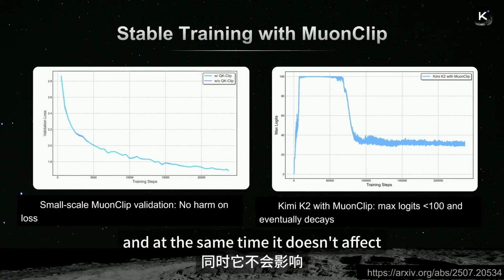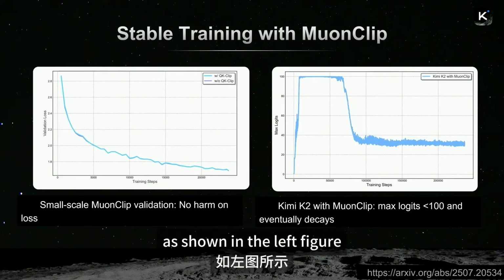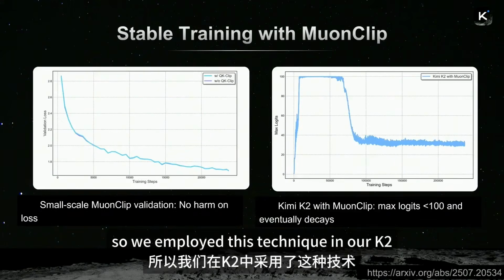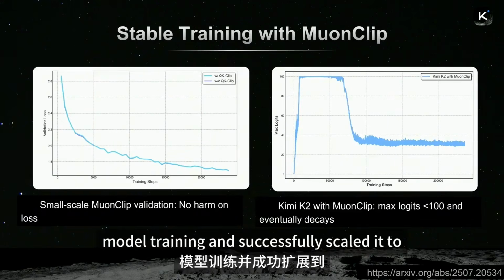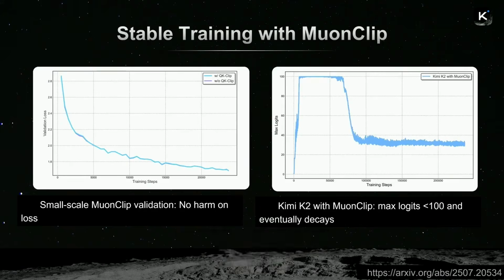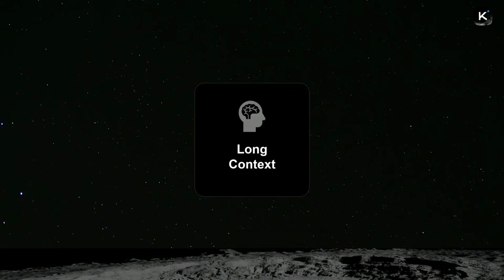And at the same time, it doesn't affect the training convergence as shown in the left figure. So we employed this technique in our K2 model training and successfully scaled it to 1 trillion parameters. And this is the first example of a large-scale Muon training in the history of machine learning.